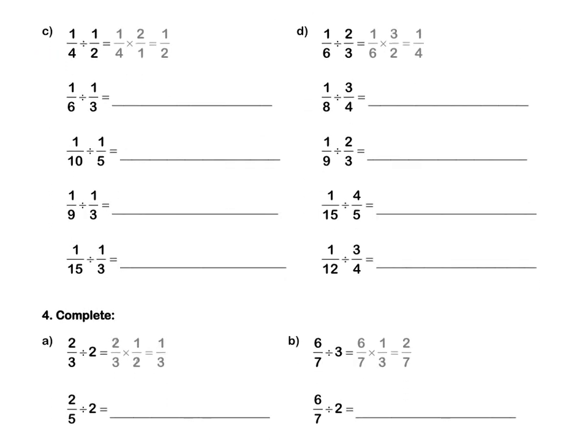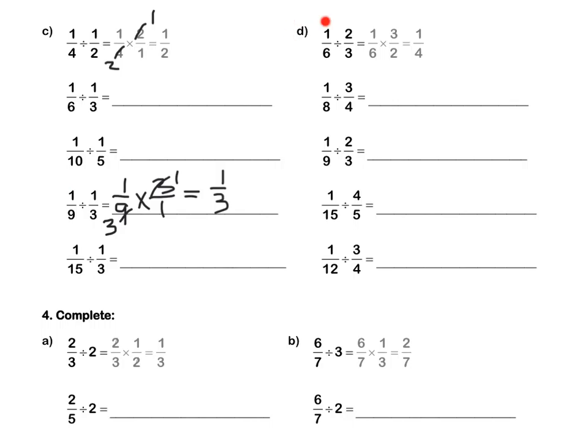Question C. A quarter divided by a half is the same as a quarter times 2/1. Then we simplify in our question, divide top and bottom by 2, and when we multiply out, our final answer is a half. Let's do this one together. 1/9 divided by a third is the same as a 9th times 3/1. We simplify in our question, divide top and bottom by 3, and our final answer is 1/3. Press pause to complete question C.